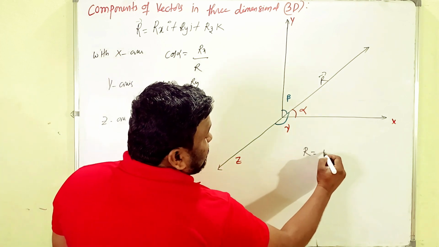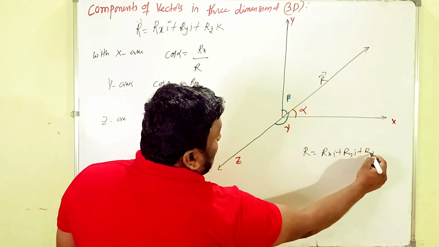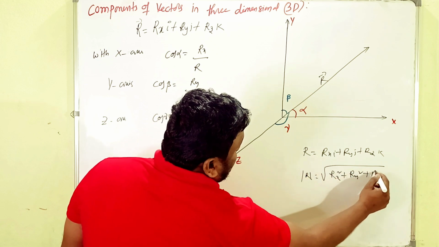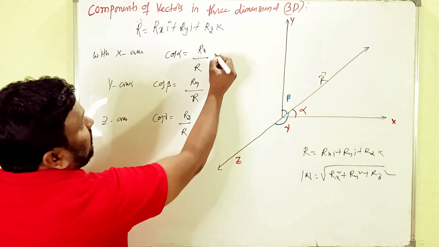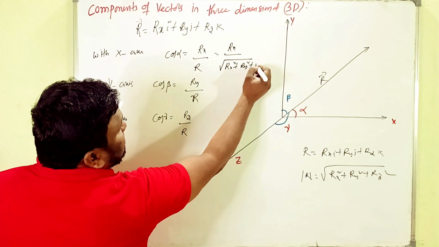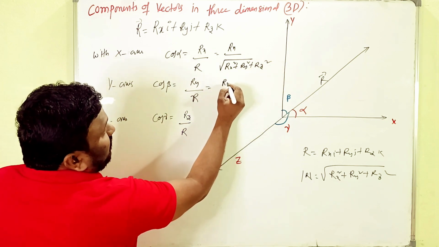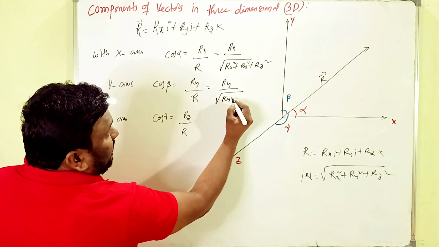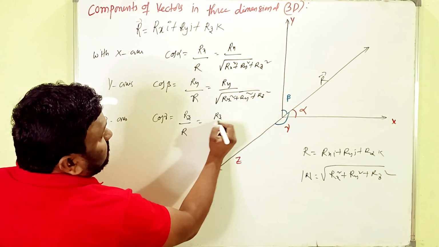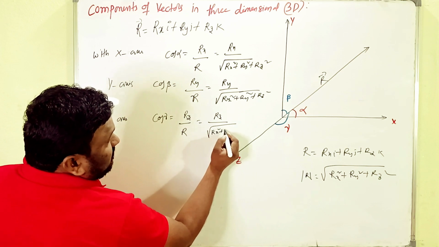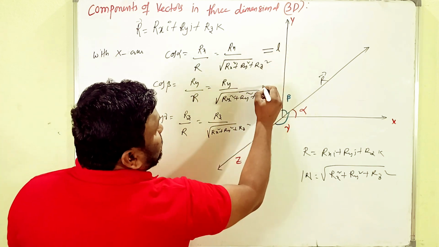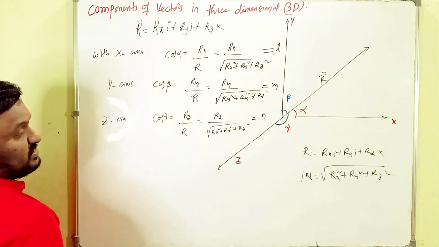So what we know, R is equal to Rx i plus Ry j plus Rz k. From that, the magnitude of R is under root of Rx square plus Ry square plus Rz square. So we can write Rx by under root of Rx square plus Ry square plus Rz square, and Ry by the same thing, and again Rz by the same thing. Children, this should be taken as l, this should be taken as m, and this should be taken as n.